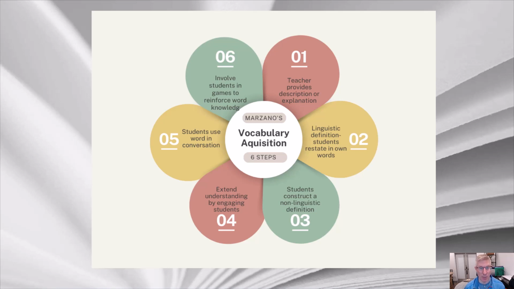Provide activities that help students further explore the nuances of the word and its usage in many different contexts. And this could involve vocabulary notebooks, sentence writing exercises, interactive games. Fifth step for Marzano is to facilitate discussion. Are the students using this in writing? Are the students using this in speaking?